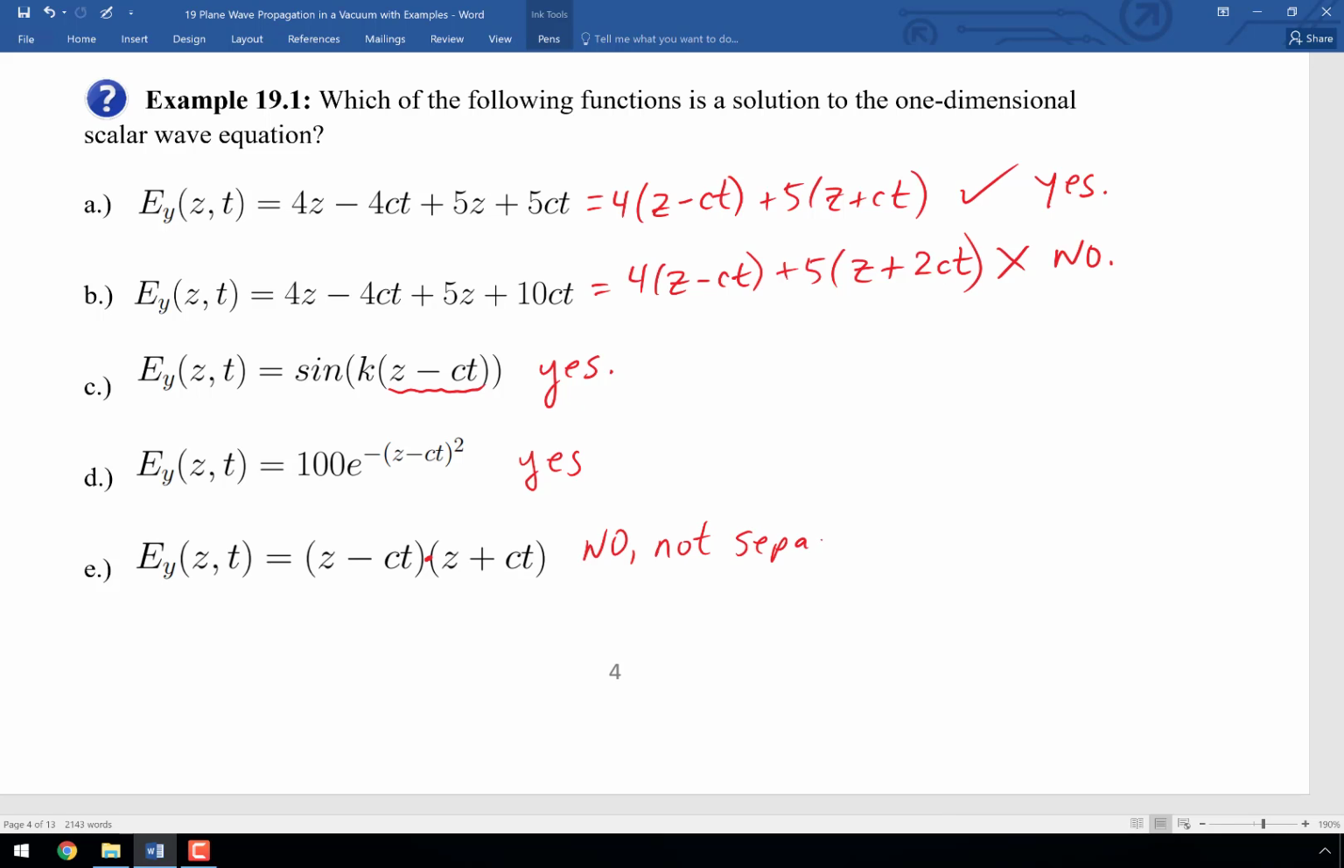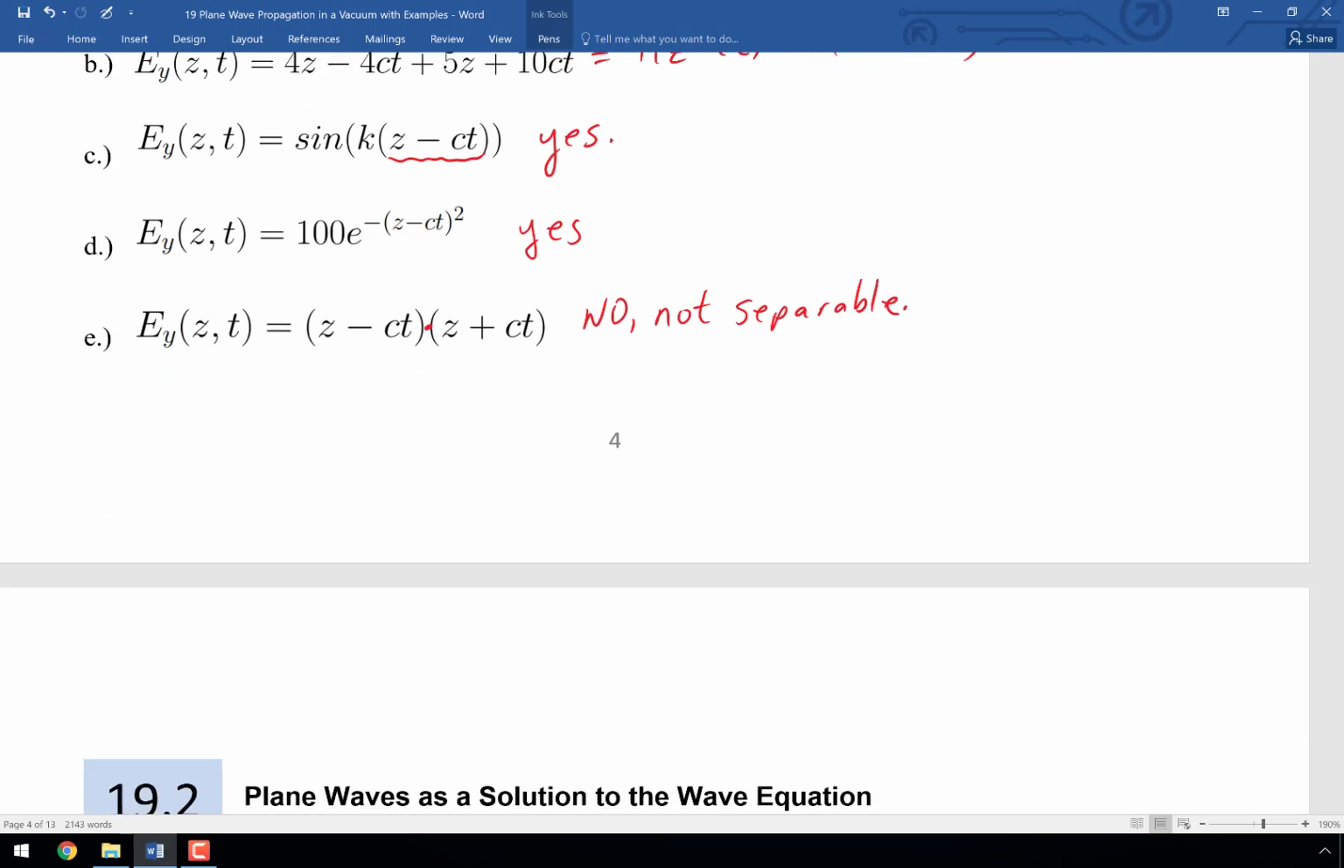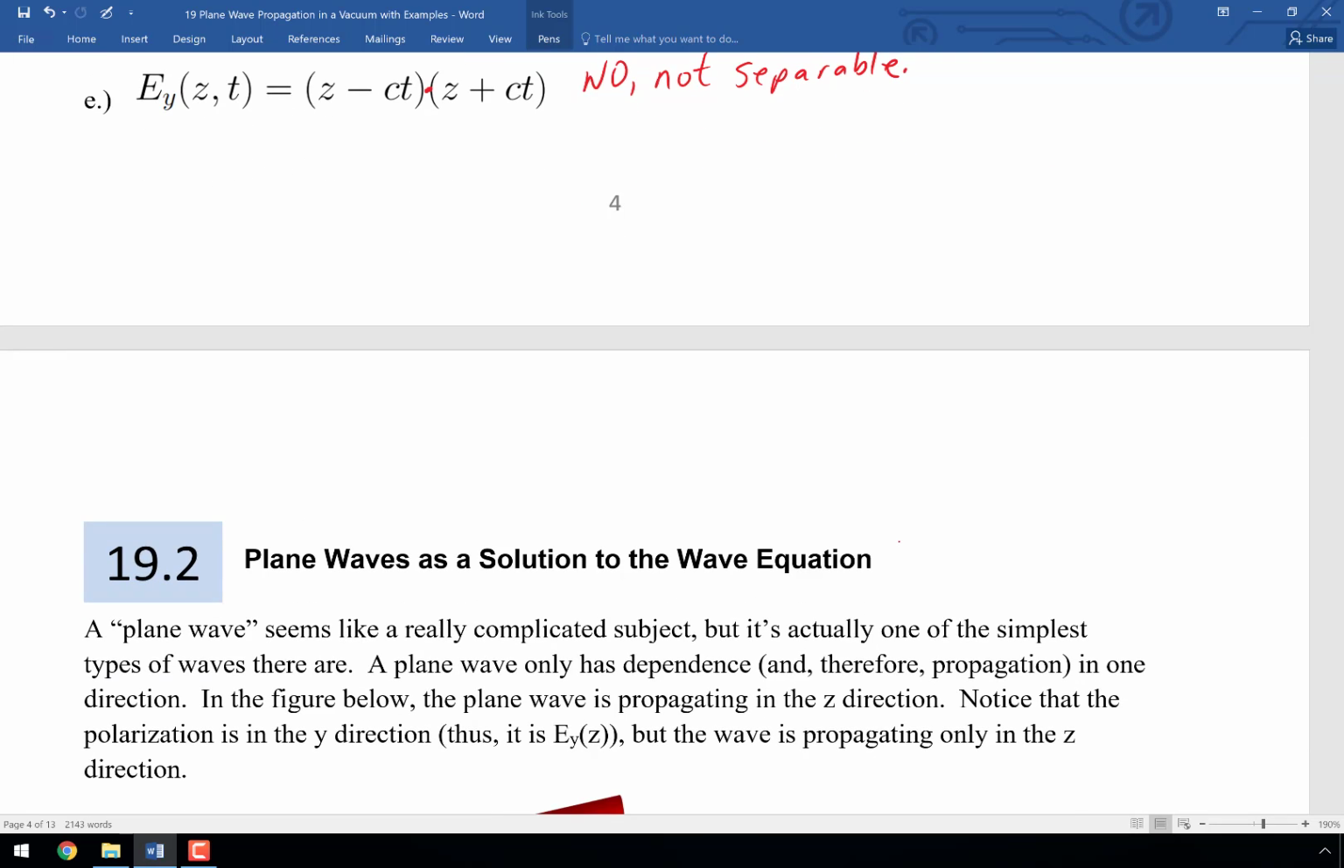So no, not separable. So we can see that there are many solutions to the wave equation, but not everything is a solution to the wave equation. In particular, the z minus ct and the z plus ct have to be separable, and they have to have the same velocity. And if either of those conditions are not met, then it will not be a correct solution. Okay, so that's the most general solution, but it's not the most useful solution.